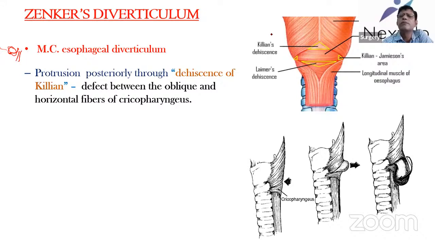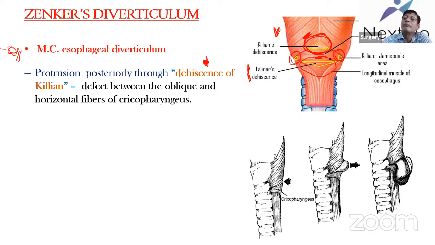Okay. Now, why and how does this diverticulum precipitate? If you see this first picture over here, you can see the thyropharyngeus that we have, and over here we have the cricopharyngeus muscle. That means the horizontal and the oblique fibers of the cricopharyngeus, we see a defect here. This defect is known as the dehiscence of Killian. Just below the dehiscence of Killian, below the cricopharyngeus muscle, once again there is a defect in this area. This defect is known as Lymer's dehiscence. And then laterally over here also, we have defects on both sides. This defect is known as the Killian-Jamieson area or the Killian-Jamieson dehiscence.